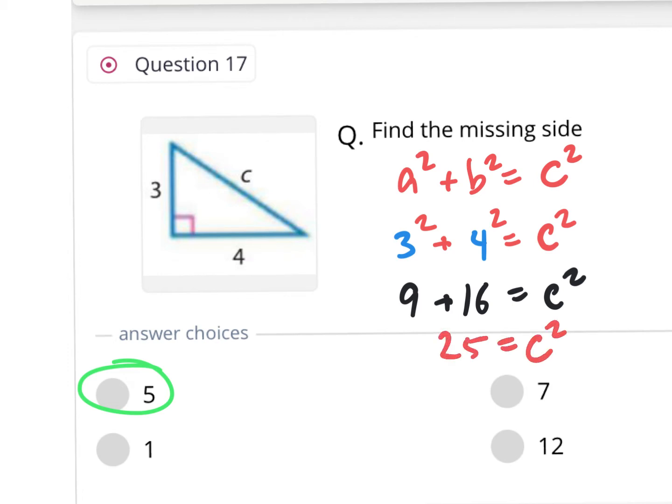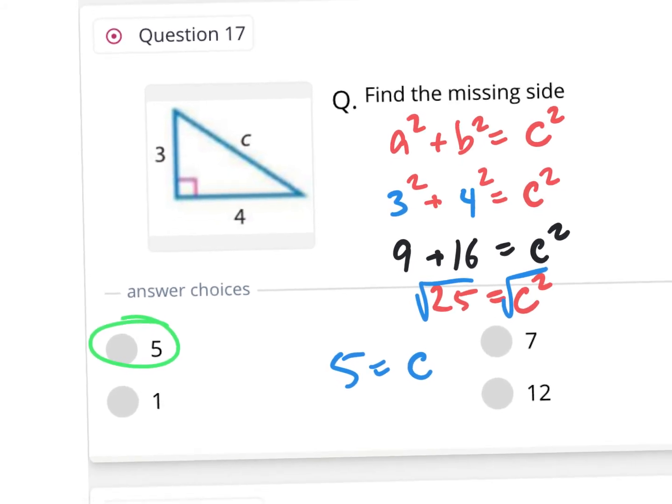25 equals c squared. And to get rid of that c squared, to get rid of the square on the c, we do the opposite, which is a square root. What you do to one side, do to the other side. You will have 5 equaling c. Now technically, it's supposed to be a plus or minus 5, but we know that there's no such thing as negative distance, right? We're trying to find the distance from here to here. That can't be a negative 5. There's no such thing as negative in distances when you measure it. So the answer is positive 5. Again, Pythagorean triple would have saved you all that time. Just remember 3, 4, 5.